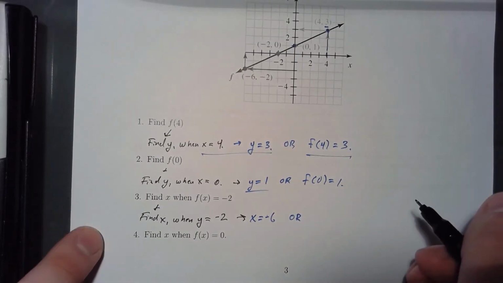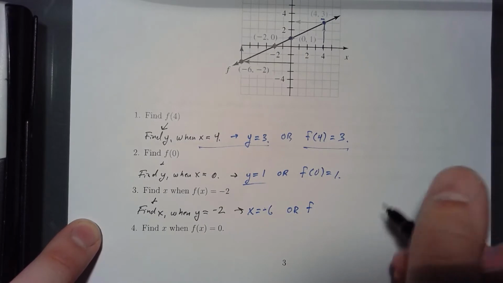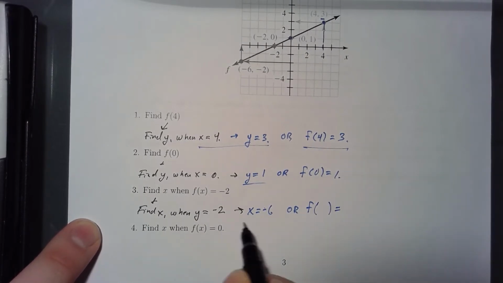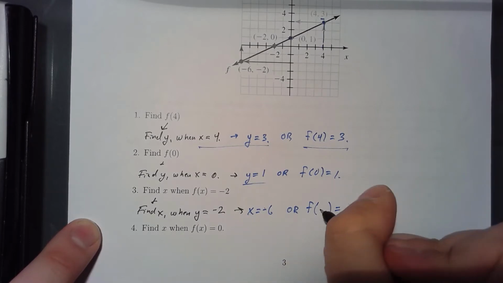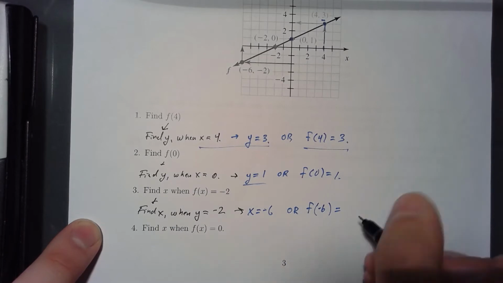And if I want to write that in function notation, I'm going to have f at, now what's my input here? It's not y, it's x. My input is what x was, which was -6, the value I found. And that's equal to my output, which is -2.